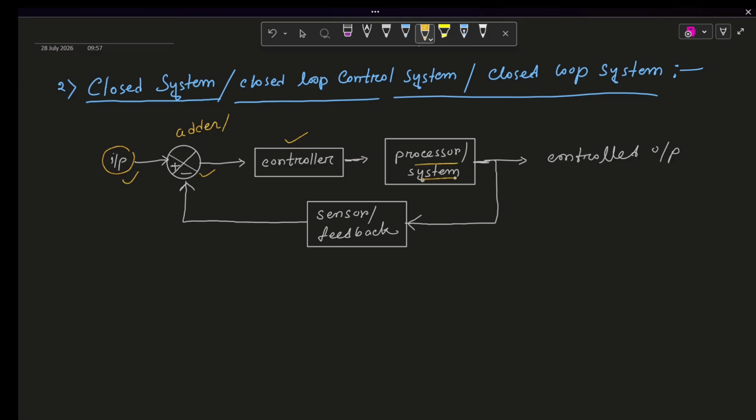So first one is our input, then we have our adder, then controller, then the signal will go to the processor system. Then the signal will come back to the sensor, or sensor is also known as feedback. You have also learned these things in analog electronics. From the sensor, the output will go to the adder first, then the whole process is like this. It will happen continuously. So the signal will go this way, then again come back, then go, and at last we will get our controlled output.